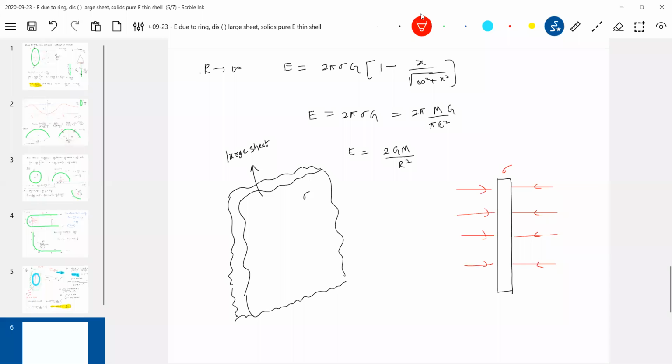This is sigma. What are these? These are lines of force, or better say, the field will be uniform. It's telling us because we don't get any x here, there's no x term here. So the field will be uniform. And this particular thing you have to call a large sheet. So from the ring we went to the disk, and from the disk we ended up with the large sheet here.